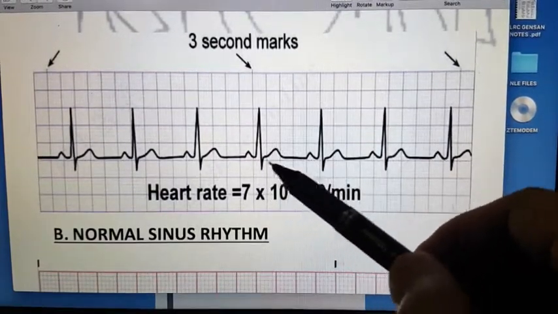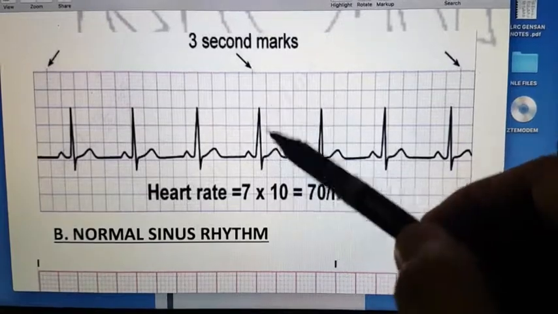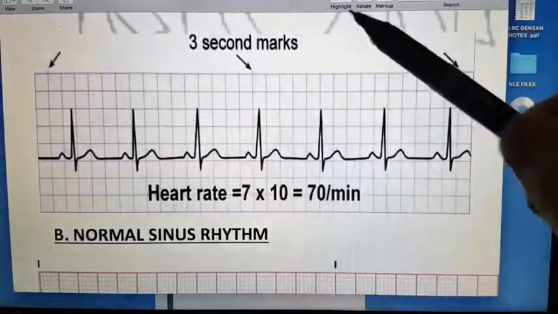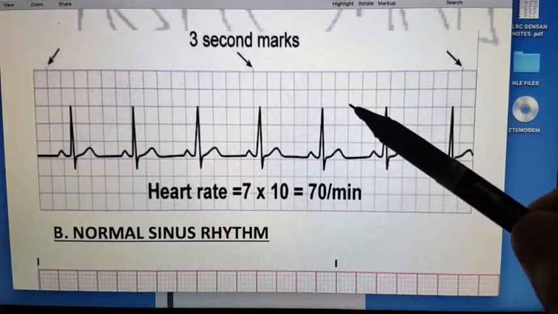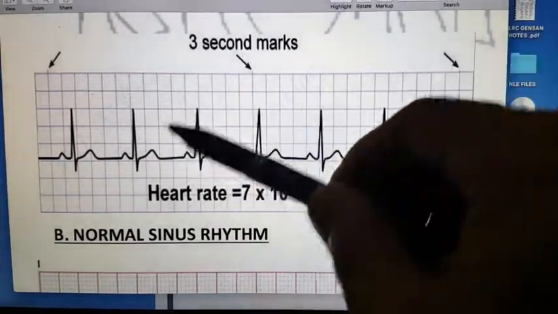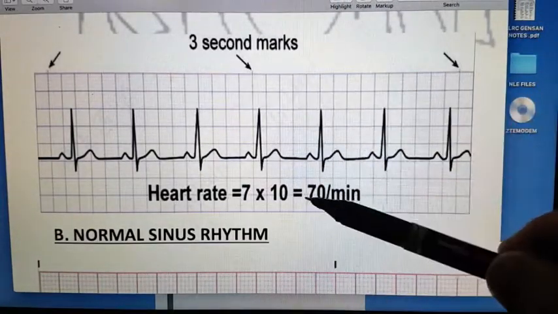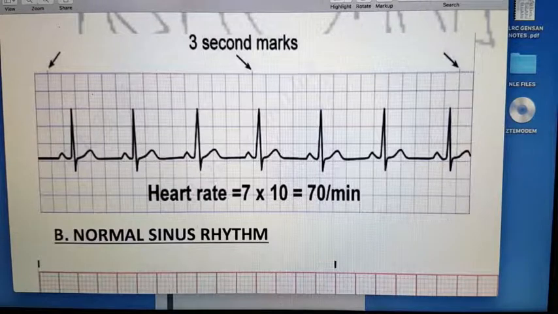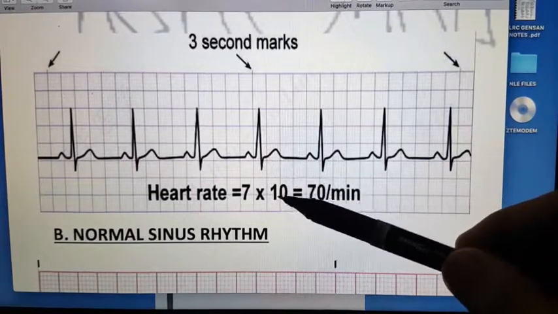Why will you multiply that by 10? By the way, 10 is constant. Because if this is a 6-second strip, and we know that 1 minute has 60 seconds, so if it's a 6-second strip, you multiply that by 10 to give you 60 seconds. So that will give you 1 minute. That is why you have to multiply it by 10.